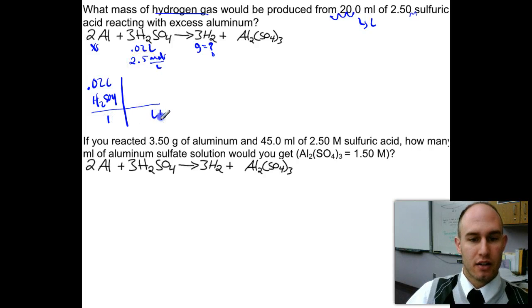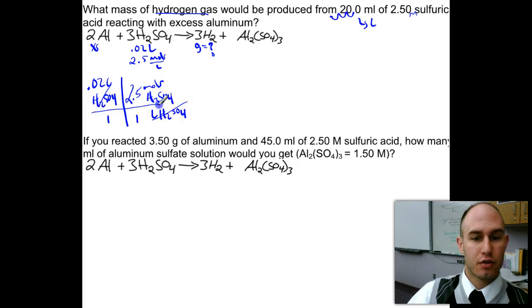Bring down liters of sulfuric acid, and I'm going to moles of sulfuric acid, H2SO4. This is where I can use the molarity as a conversion factor. It's 2.5 moles per 1 liter. That gets rid of my H2SO4.